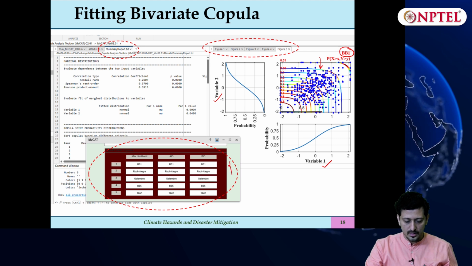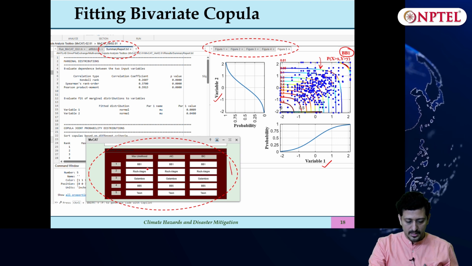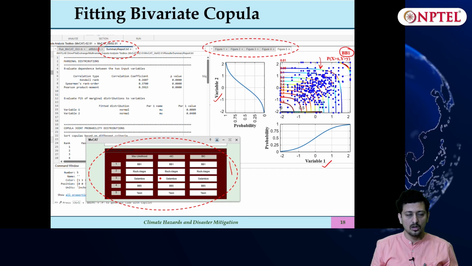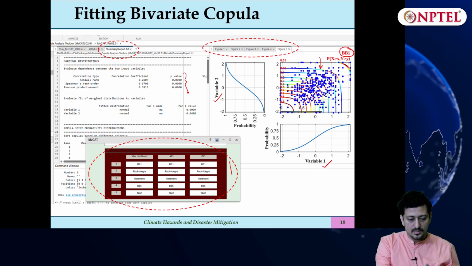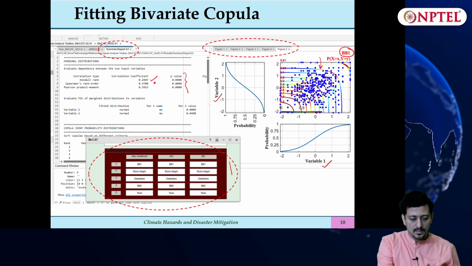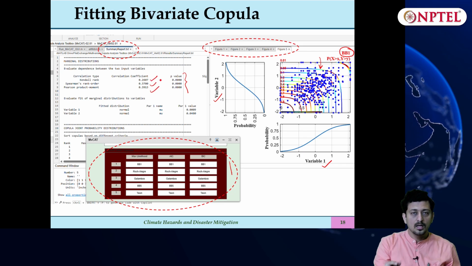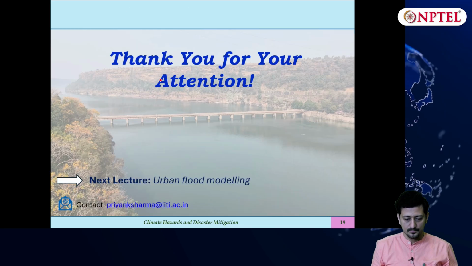Also we have the best fit ranking, that is, which is the best fit at 1, 2, 3, 4, 5 and so on. So these results are also available. It also gives you the dependency analysis in the text file. There are Kendall's rank, Spearman and Pearson values that also will be provided.